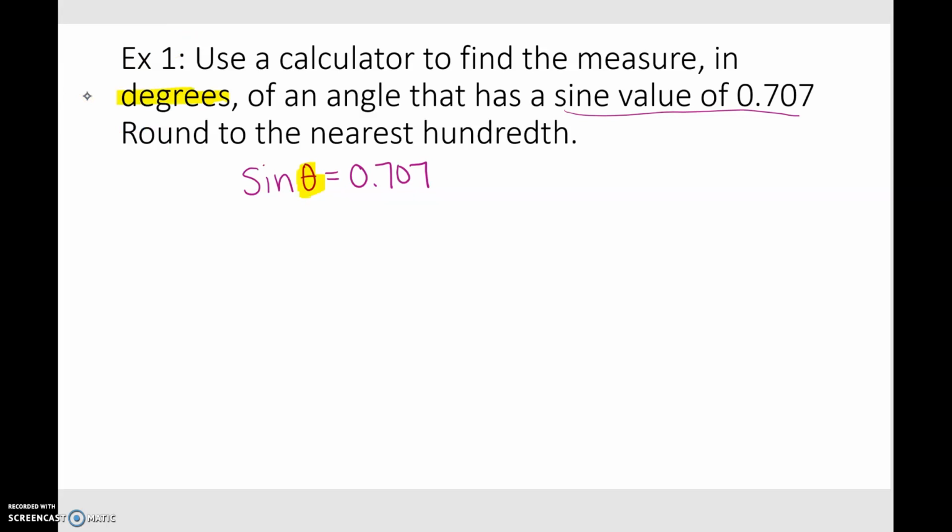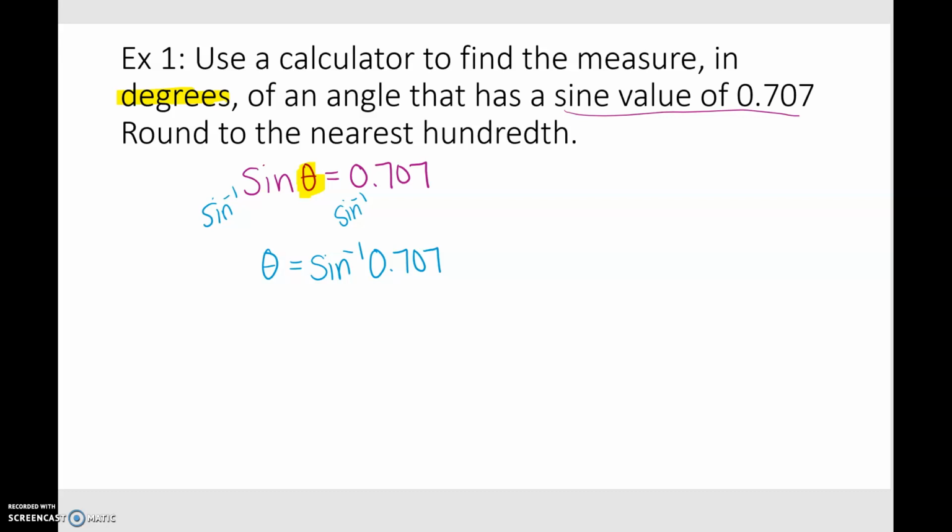So we need to get rid of the sine in order to do that. And to do that, we're going to take the sine inverse on both sides. We do it on both sides again because it's an equal sign. So we are keeping both sides of the balance scale even. So when you do sine inverse of sine of theta, you're left with just theta equals the sine inverse of 0.707. And then you just type that into either your calculator, your phone calculator.